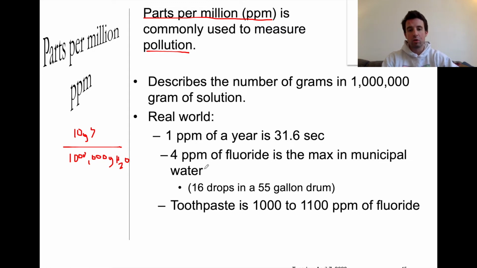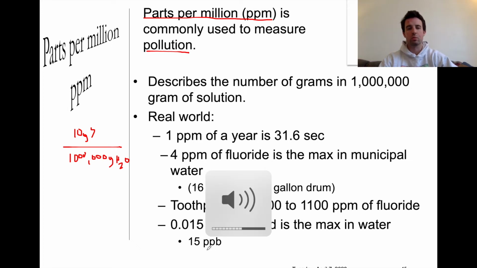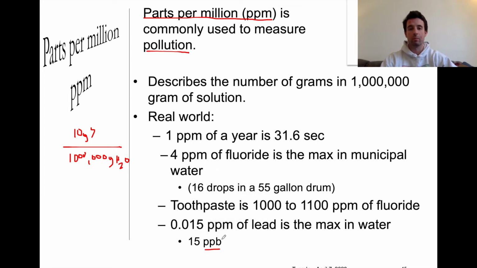Oh, and 4 parts per million is about 16 drops in a 55-gallon drum. So 16 drops, fun fact, is less than a milliliter. So really, really tiny amount in a really, really big drum. And then 0.015 parts per million of lead is the maximum allowed in water for it to be considered safe. That's also the same thing as 15 parts per billion. So oftentimes they'll measure lead not in parts per million, but in parts per billion. So we'll talk about parts per million. We'll also talk about parts per billion.